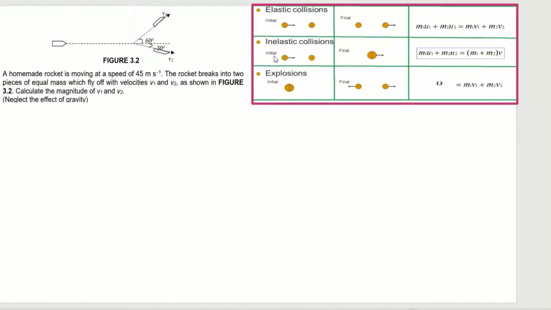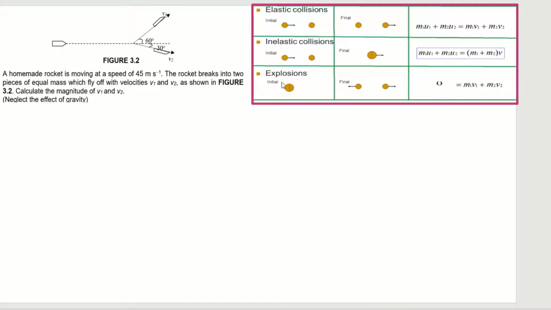In an inelastic collision, after the collision, the objects will move with the same velocity. So you have m1 u1 plus m2 u2 equals m1 plus m2, times v, small v here, which shows the same velocity.